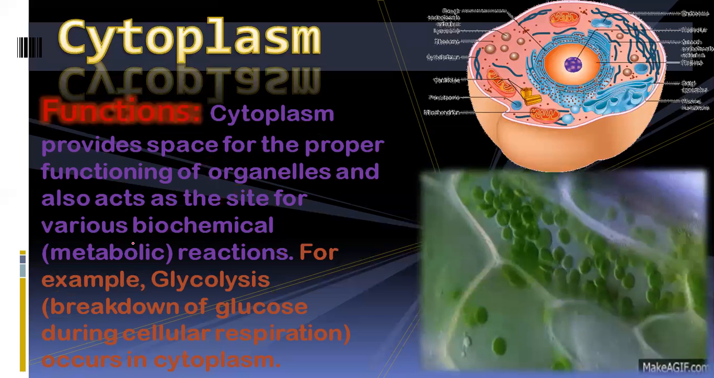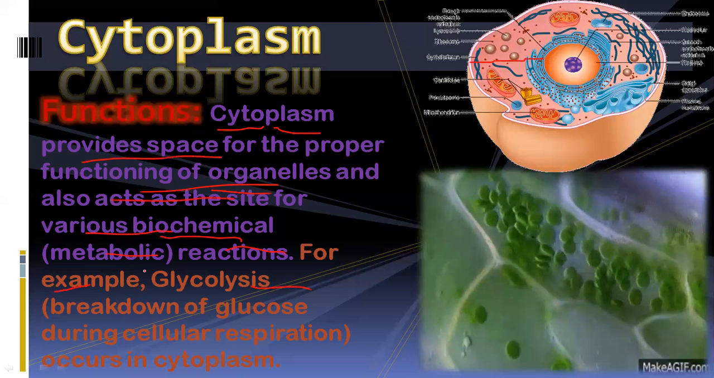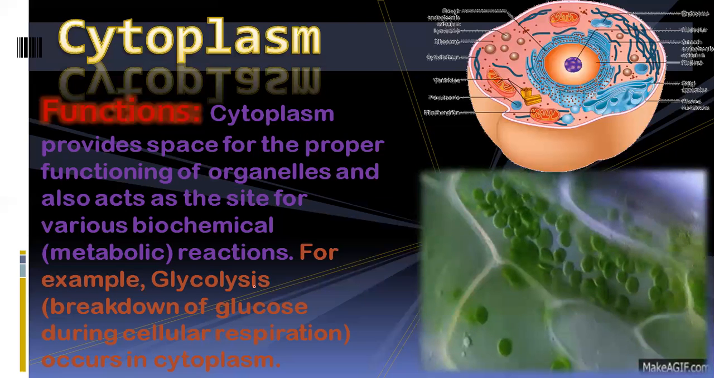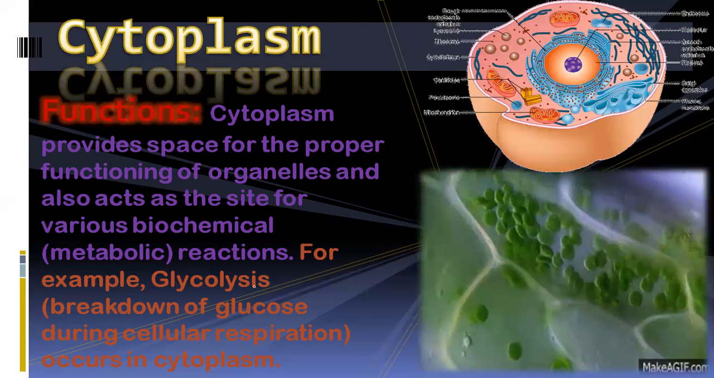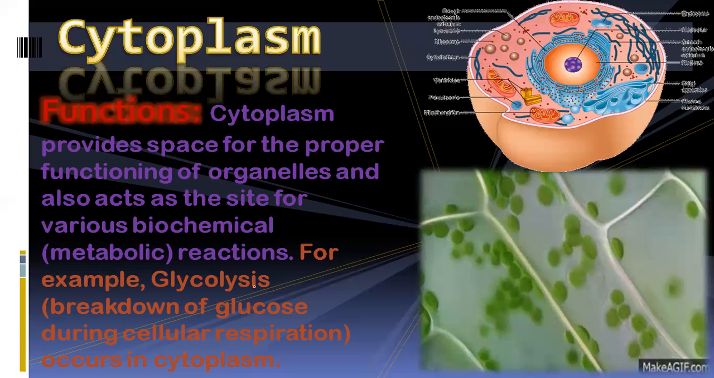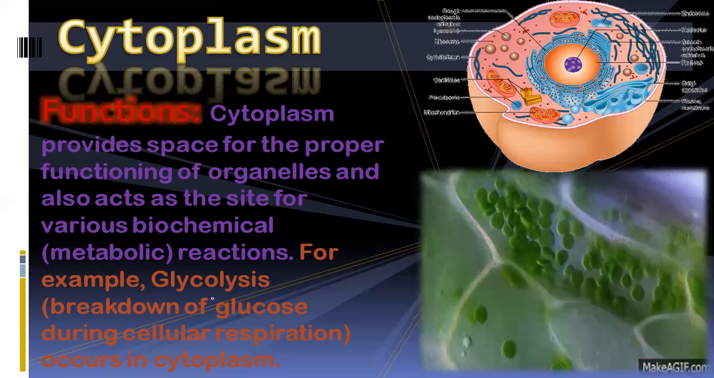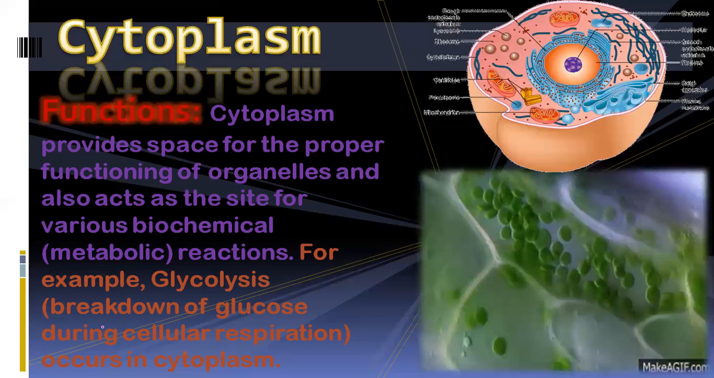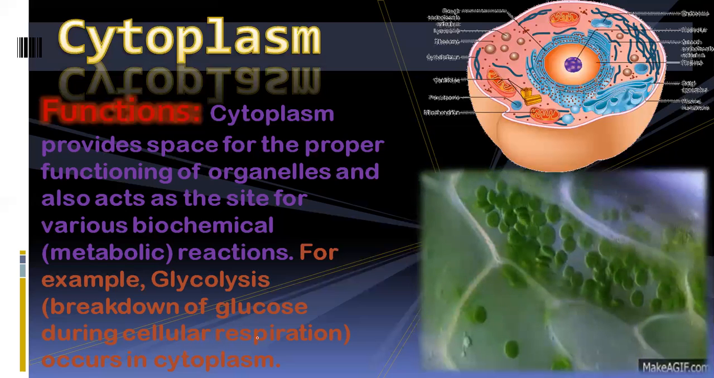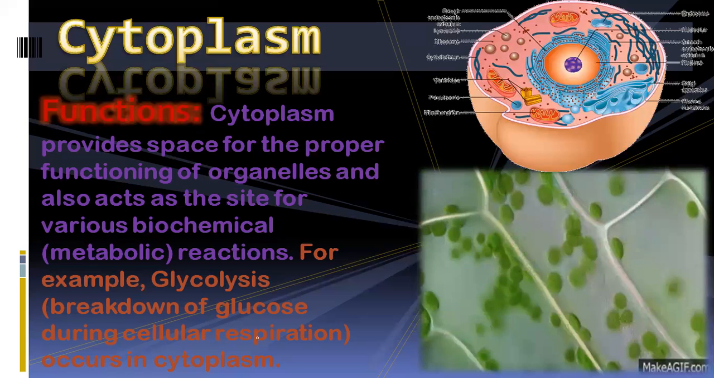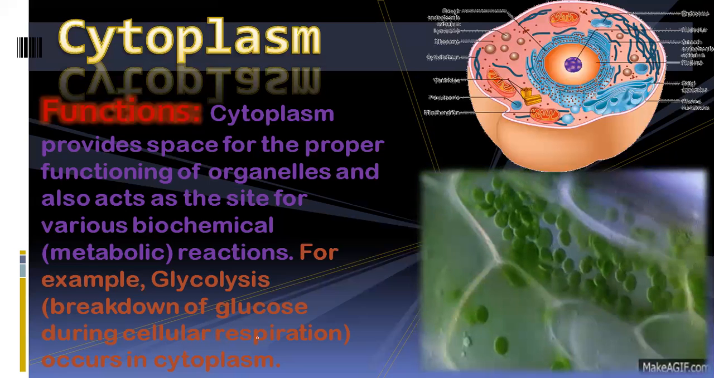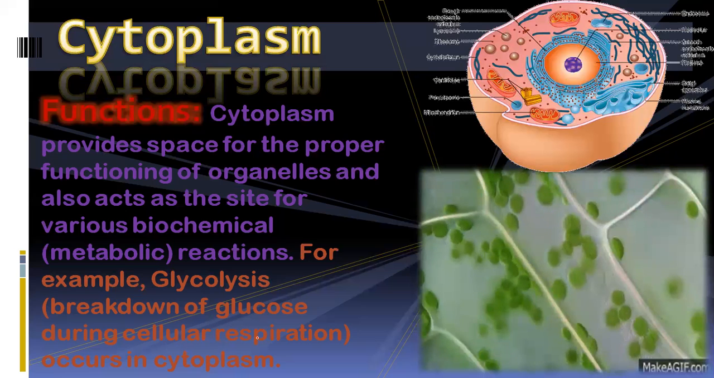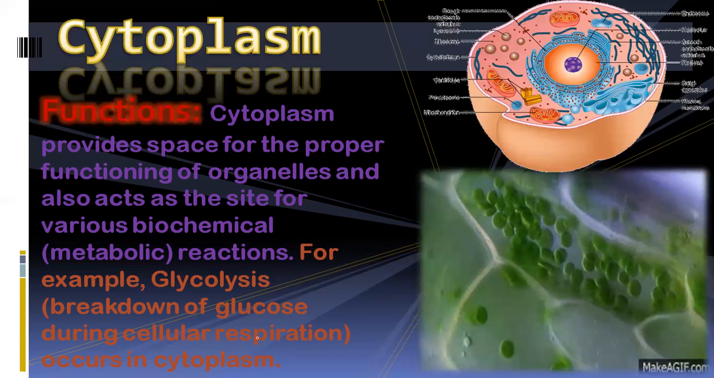Here lots of biochemical metabolic reactions take place. We can see glycolysis. You will see this in chapter number 7, I think. Glycolysis, in which glyco means carbohydrates, lysis means breakdown. So breakdown of glucose is done during respiration, and photosynthesis and lots of other processes are done on a daily basis in the cytoplasm.